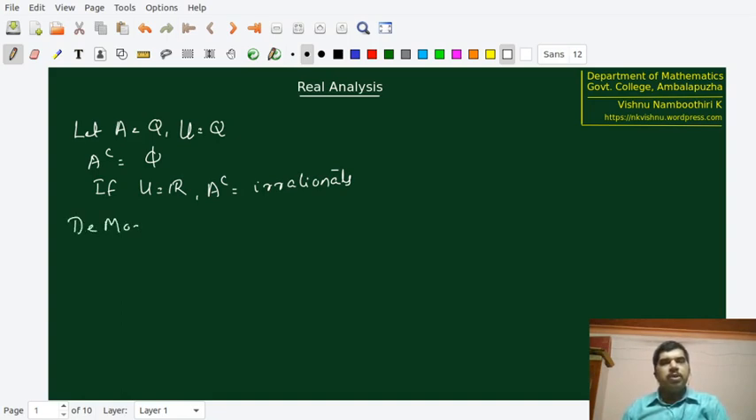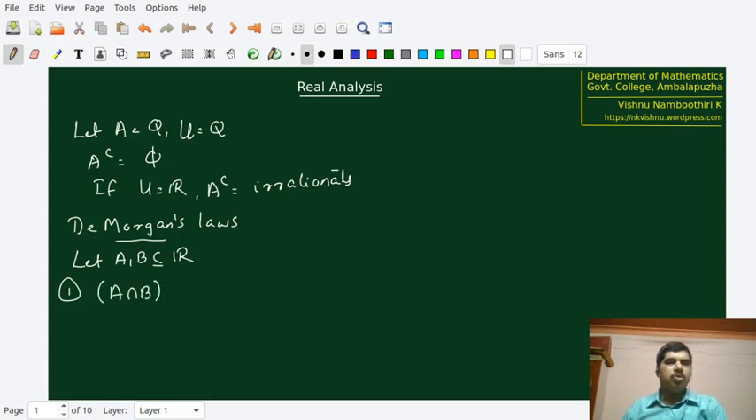De Morgan's laws have two parts, and once we prove the first part, the second part can be more or less proved in the same way. So we are making the statements first. Even before that we should make our assumptions. Let A and B be subsets of R, they are subsets of real numbers. Then the first statement is the following: (A intersection B) complement equals A complement union B complement. And the second statement is, in the first case we have taken intersection, now we take union: (A union B) complement equals A complement intersection B complement.